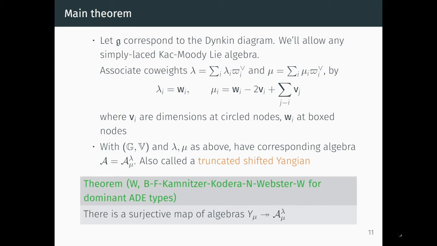Exactly. Does one know something about the kernel? Yes, actually. There's a couple of things we know. I'll come to one at the very end of this talk, I hope. But okay. In general, the kernel is somewhat hard to describe. The Yangian is much, much bigger than its image. The left-hand side is sort of like a polynomial ring in infinitely many generators, roughly. And the right-hand side is finite type. So finitely generated.